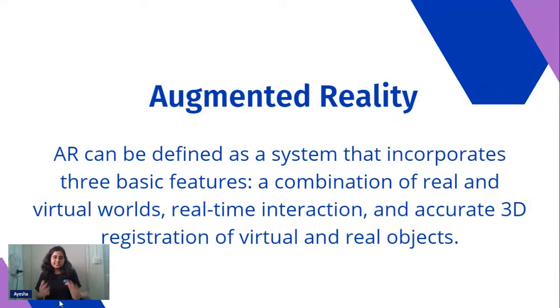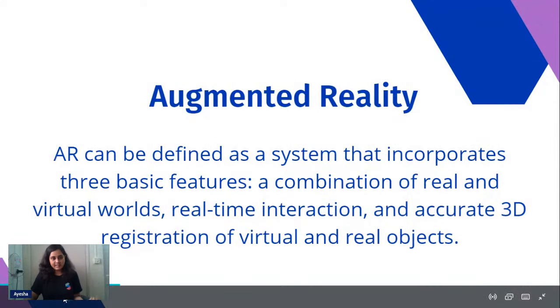So, according to the definition that you find online, augmented reality can be defined as a system that incorporates three basic features, that is, a combination of real and virtual worlds, real time interaction, and accurate 3D registration of virtual and real objects. That is, in real life, it displays an image over what is happening in your reality, for example, in your cameras.